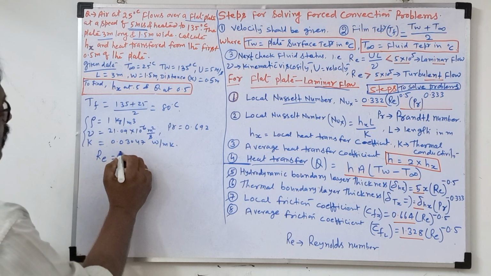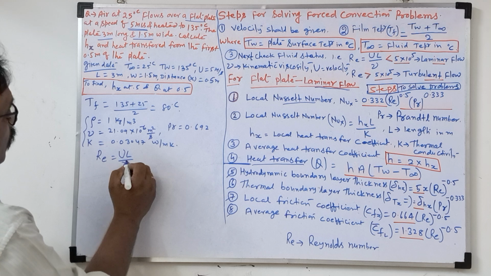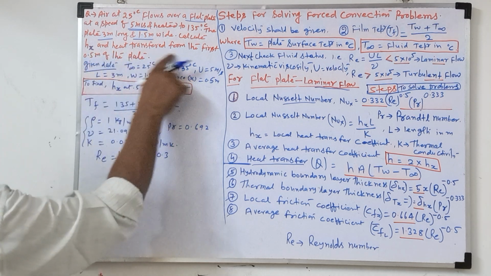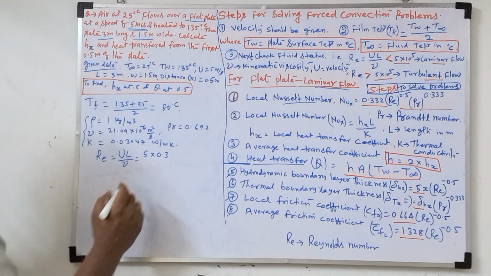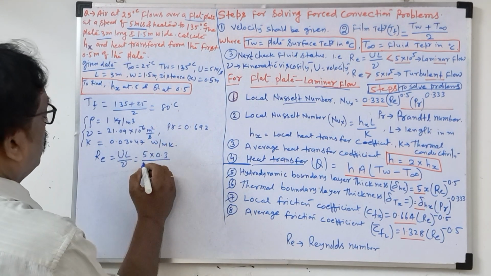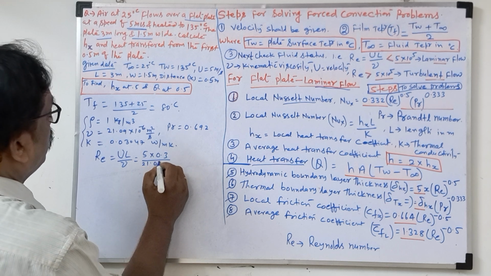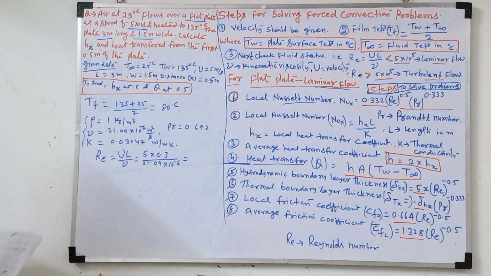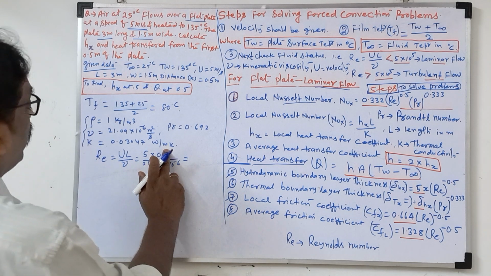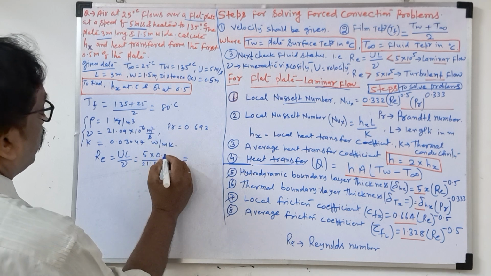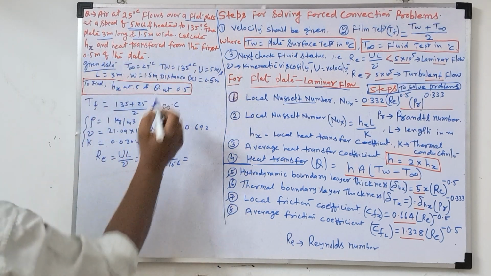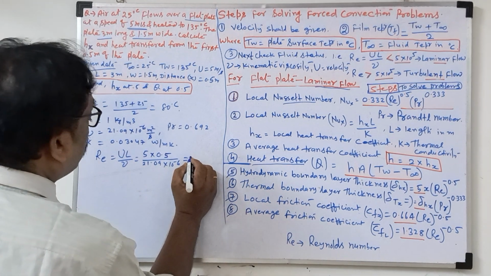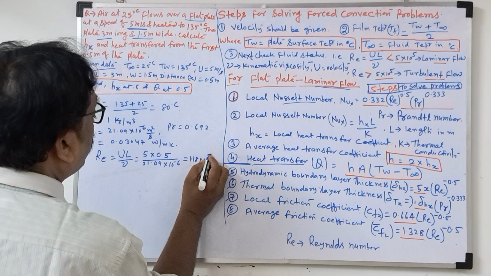What is the status of the fluid? It is nothing but UL by nu. U how much is there? 5 meter per second. L how much will we take? 0.5, because they are asking for the first 0.5 of this plate. And kinematic viscosity 21.09 into 10 power minus 6. If we calculate this value, 0.5 meter is given, first 0.5 meter. So this value is coming 1.18 into 10 power 5.